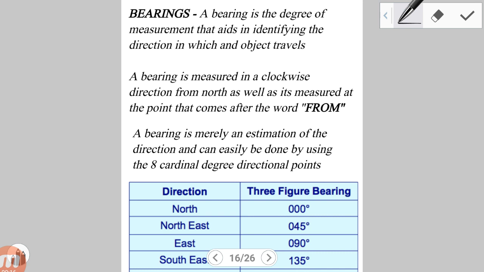related to the topic of bearings. All right, a very important topic.